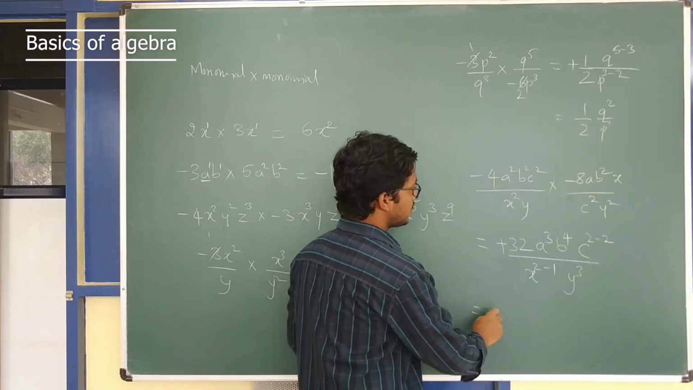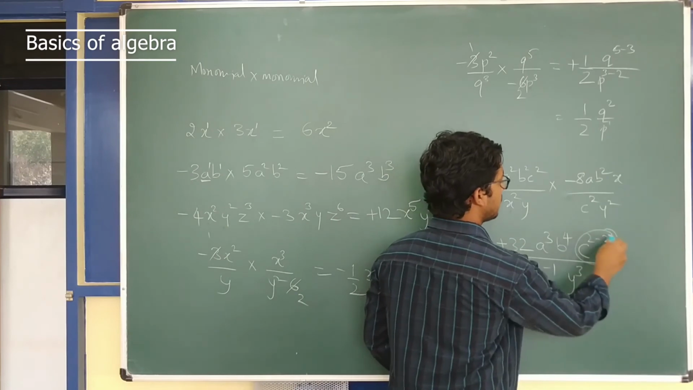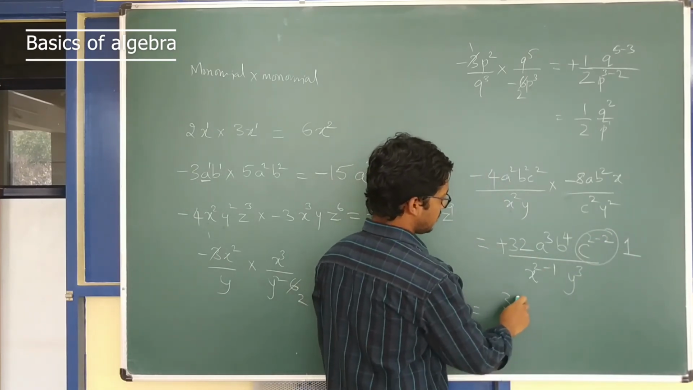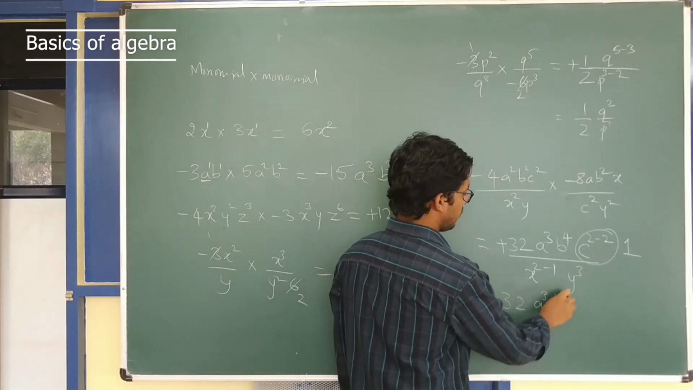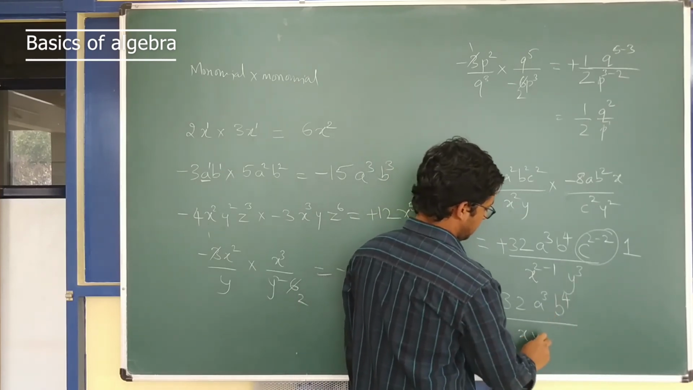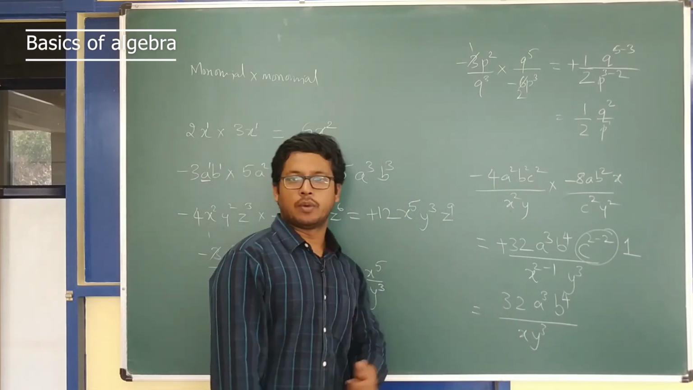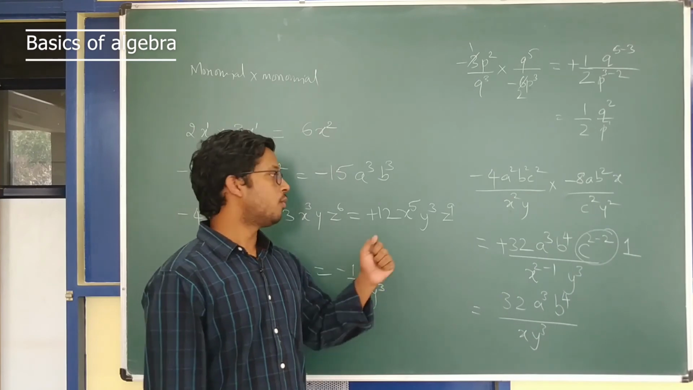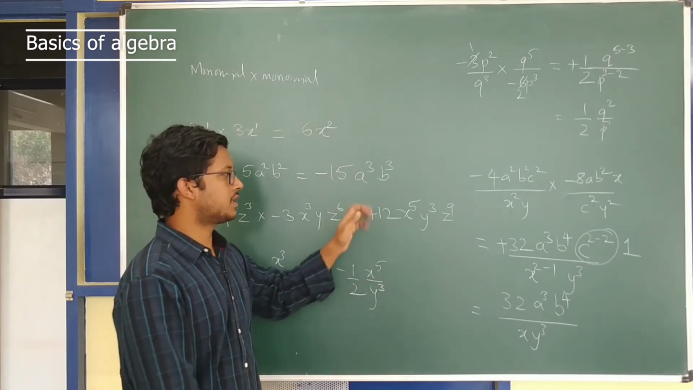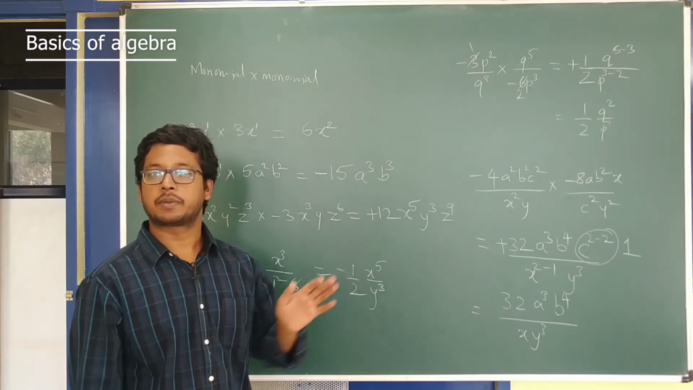Let's simplify this one. c raised to 2 minus 2 is c raised to 0. This term will become 1, and this is x raised to 1. So the final answer would be 32a cube b power 4 divided by x y cube. This will be the final answer. I hope you understood how to multiply monomial by monomial. Make sure that you understand this one, because this is the key to multiply any algebraic expression further.